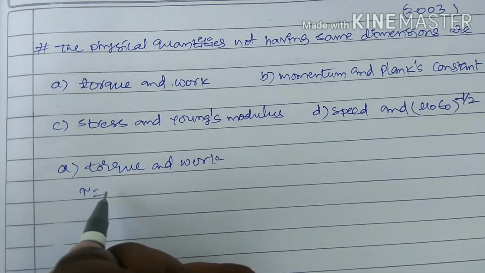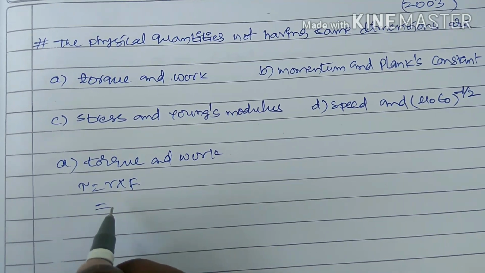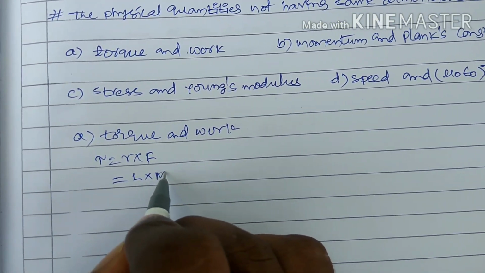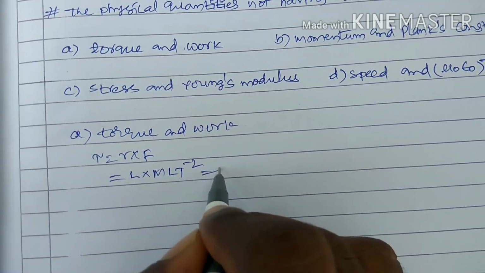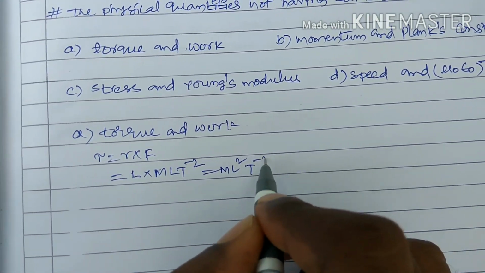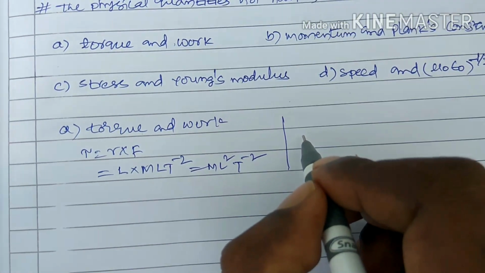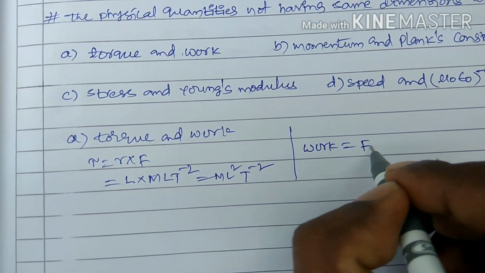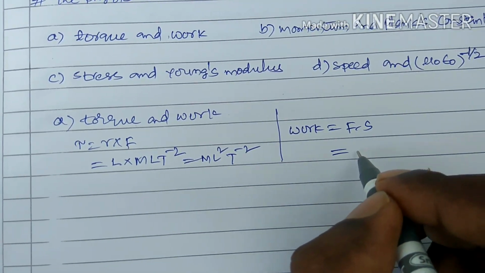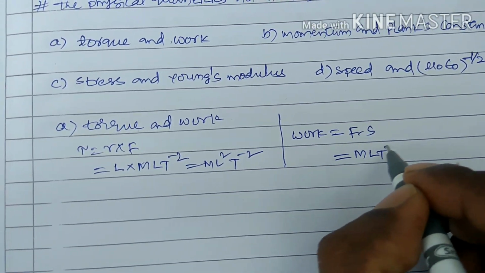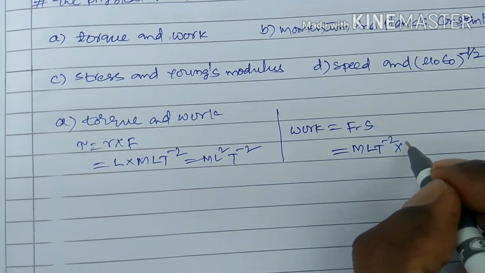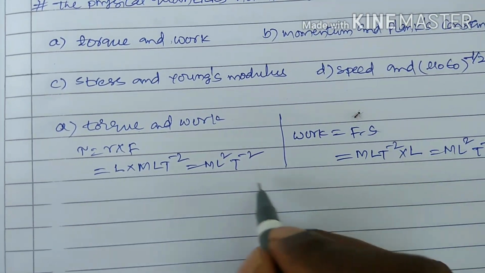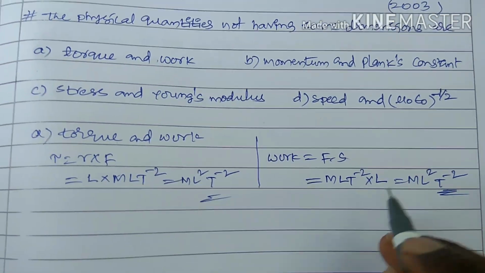So torque tau is equal to R cross F, which is RF sin theta, so length into M L T minus 2, which is M L2 T minus 2. And coming to the other quantity, work is equal to F dot S, that is Fs cos theta or Fs, which is M L T minus 2 into distance, which is L, so M L2 T minus 2. So these are the equal dimension quantities.